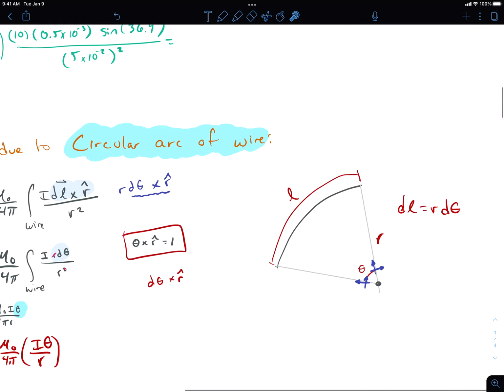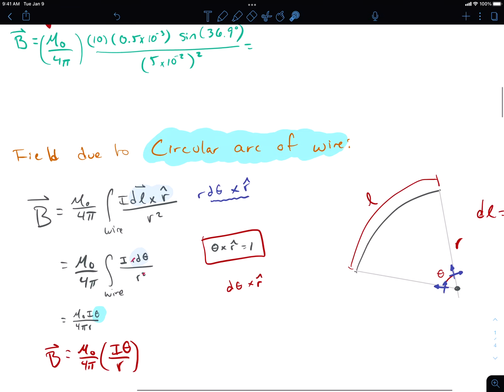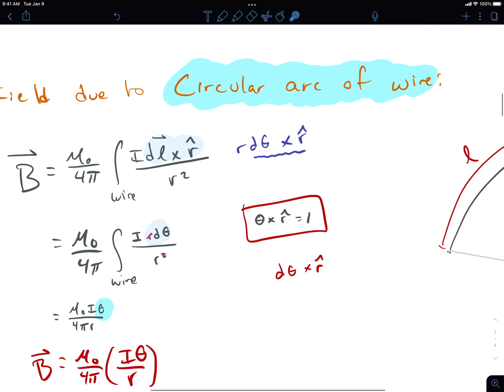Because they are, when I do the cross product of theta hat cross r hat as unit vectors, I'm always going to get 1. So this is very mathematically convenient. This is leveraging that everything is in a circle. What this allows me to say is that this is going to be just r d theta, and everything else is going to be times 1. So what I have here is my current times r d theta divided by r squared, but now r is a constant.